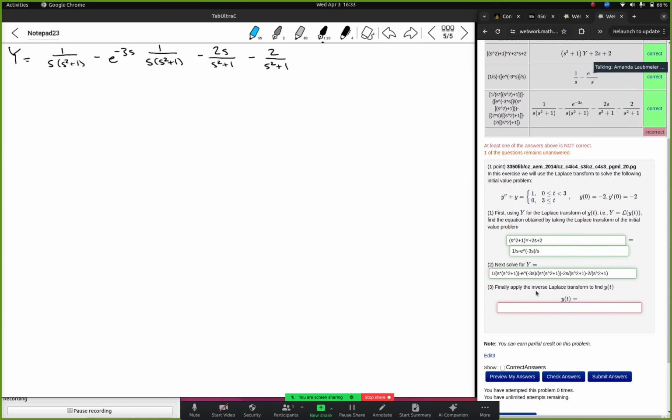So then our last step is just applying the inverse Laplace transform to solve for little y. I'm just going to start from left to right. Some of these take quite a while, so I'm going to do it term by term, and then I'll plug it all back in at the end.